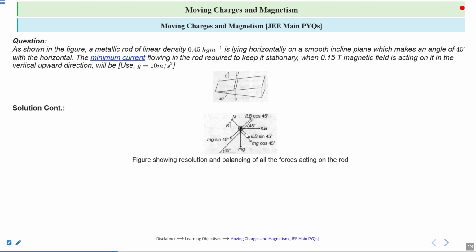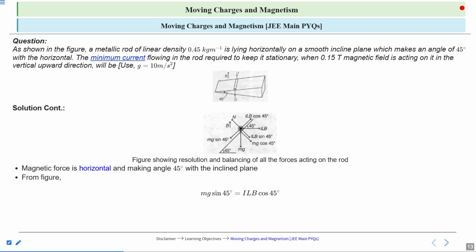So this diagram is clear. The magnetic force is horizontal and makes 45 degrees with the inclined plane. So what is the direction of the magnetic force? Horizontal, parallel to the base, and making 45 degrees with the inclined plane. Got it? Now from the figure, mg sin 45 degrees is equal to ILB cos 45 degrees. This is the condition for the rod to be stationary.